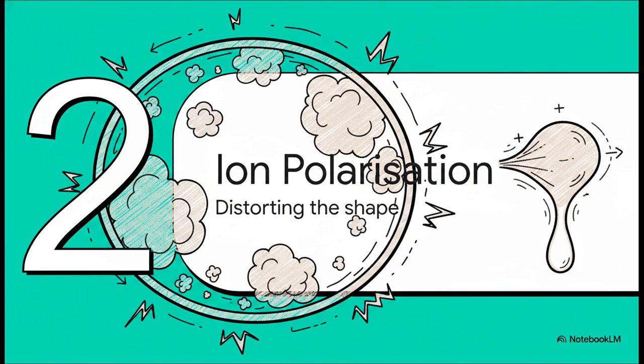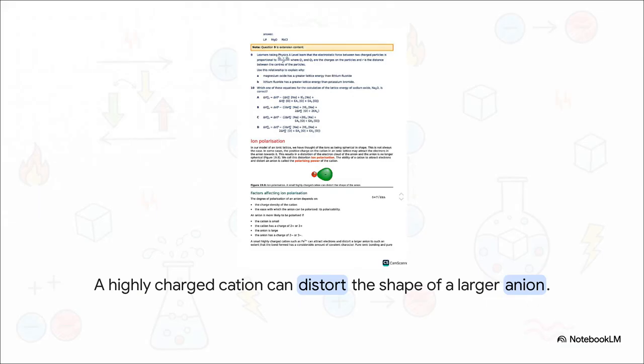Moving on to part 2, the power of ion polarization. Now, in a textbook, ions are usually drawn as perfectly rigid, happy little spheres, but in reality, things get a bit messy. If you put a tiny, highly charged positive ion next to a large negative ion, a literal tug-of-war begins. The intense positive charge of the cation acts like a magnet, physically distorting and pulling the electron cloud of the larger anion right towards it. It's no longer perfectly spherical, and we call this ability to distort polarizing power.